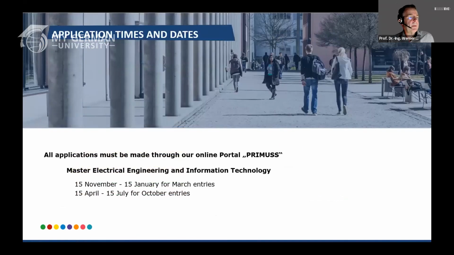The application must be made on our website online on the so-called Primus portal. The application period is from mid of November to mid of January for the summer entries, so the March entries, and from mid of April to mid of July for the winter term entries, which are the October entries.